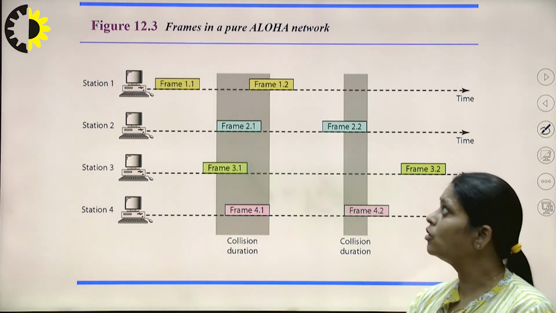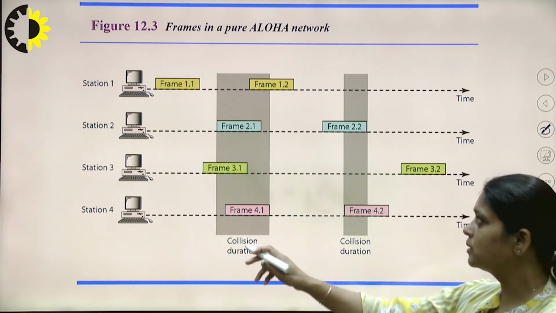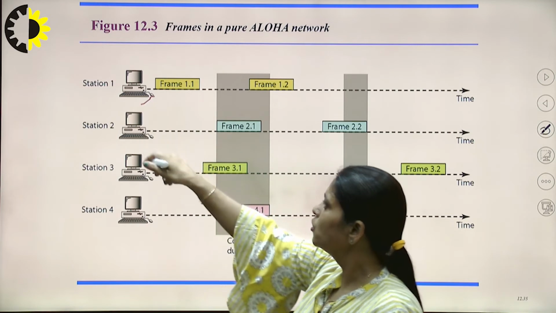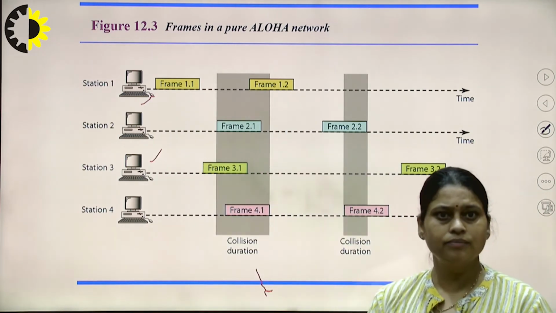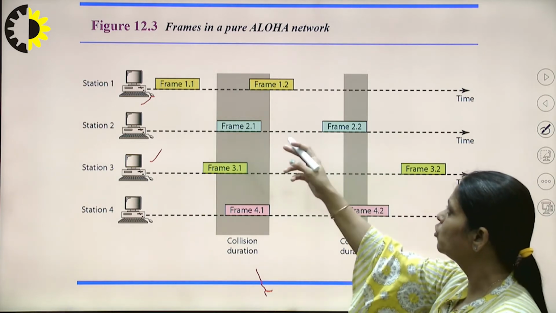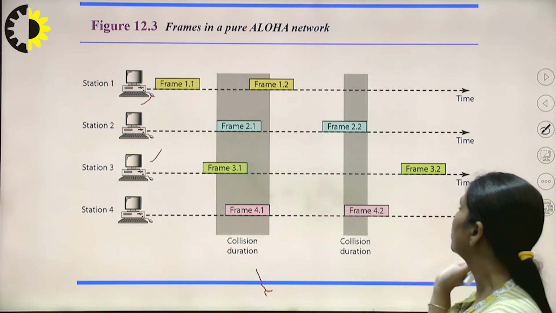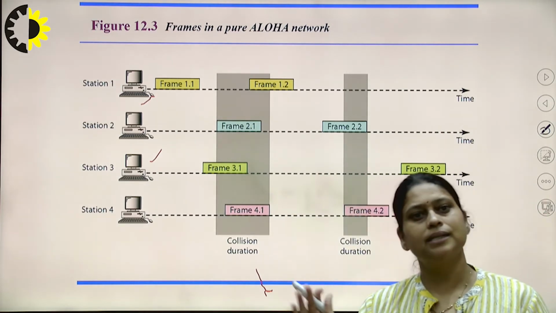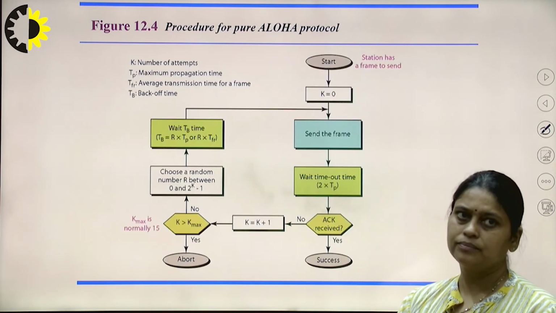So, this is the concept of pure Aloha. We have four stations: station 1, 2, 3 and 4. All these stations send the data. Suppose station 1 sends frame 1, station 2 sends frames 2, then station 3, then station 4. All these stations simultaneously send the data through the channel.